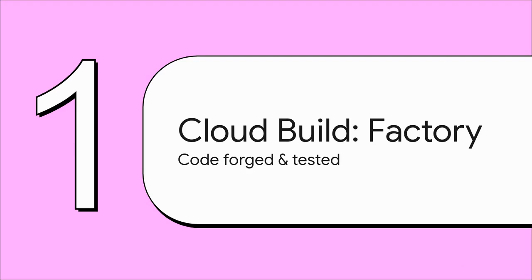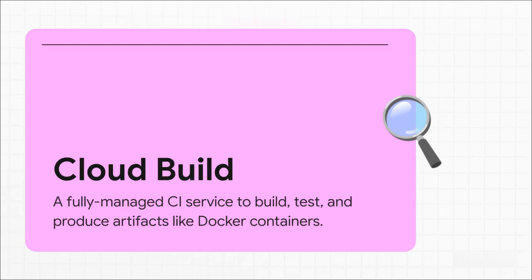We're going to start on the factory floor, Google Cloud Build. Just think of this as our completely automated assembly line. It takes the raw code from a developer and just methodically forges it into a reliable, tested product that's all ready to be shipped. So what exactly is Cloud Build? Well, it's Google's fully managed continuous integration service. It basically automates the whole process of turning your source code into that final deployable package, what we call an artifact, which is usually something like a Docker container. And the key here, you don't have to manage any servers.